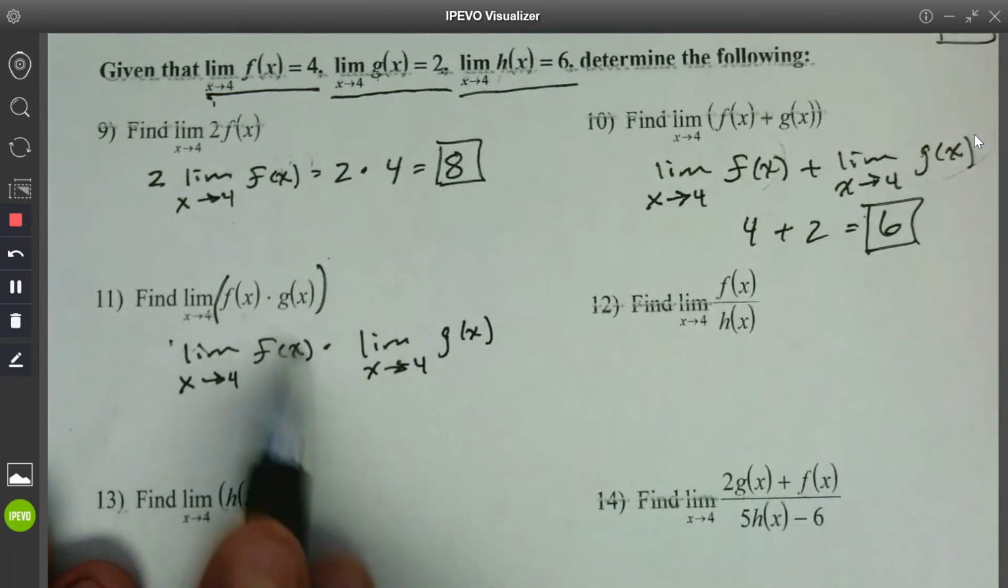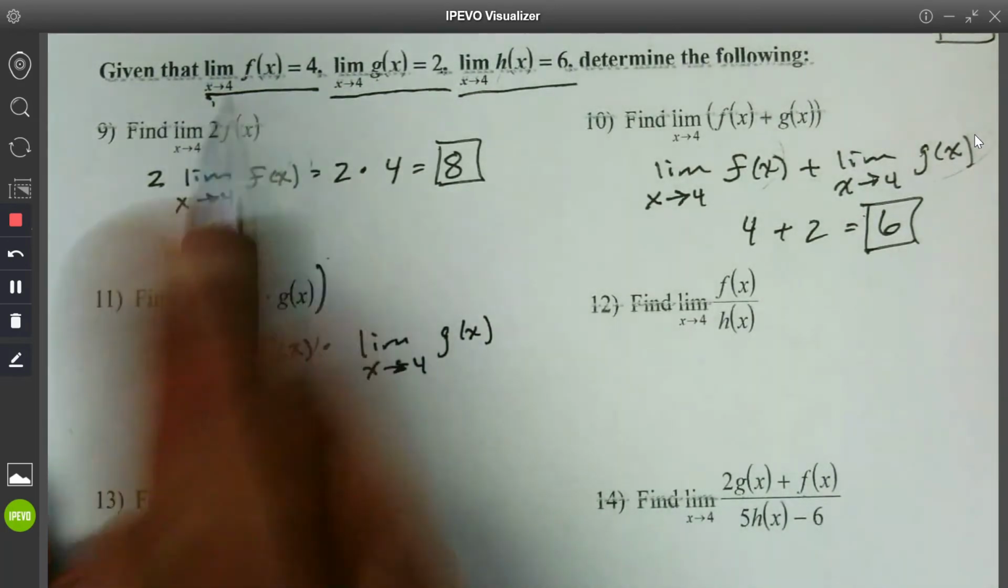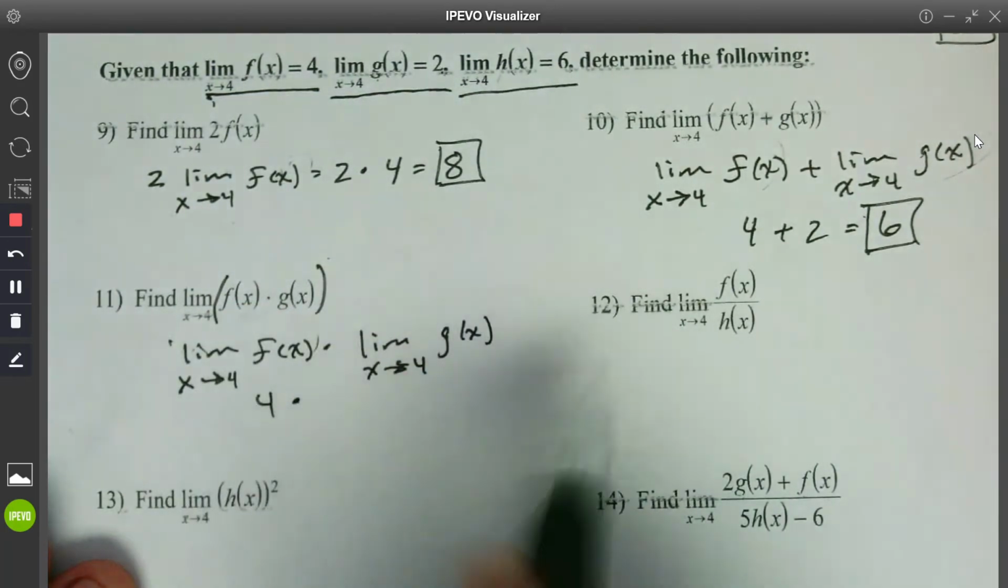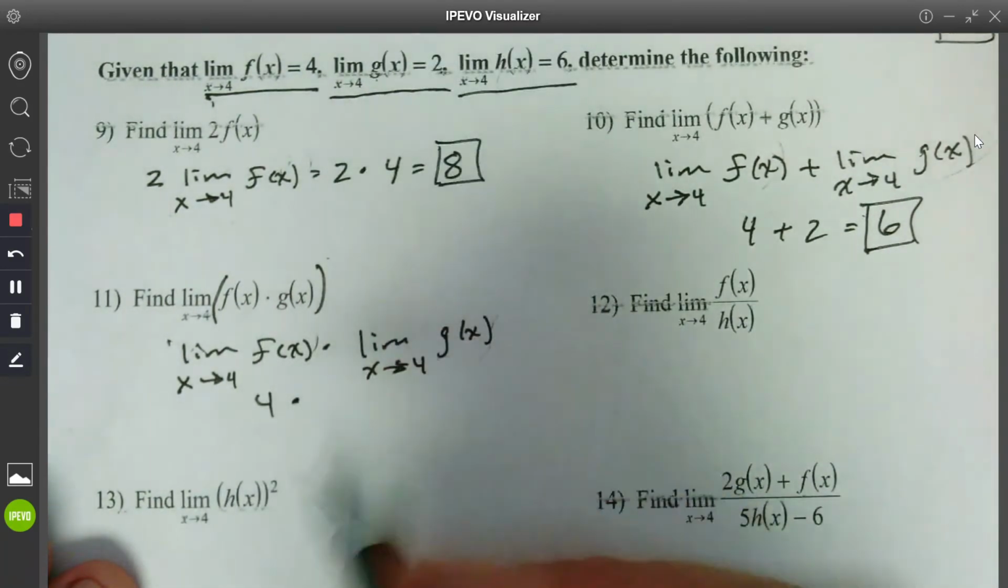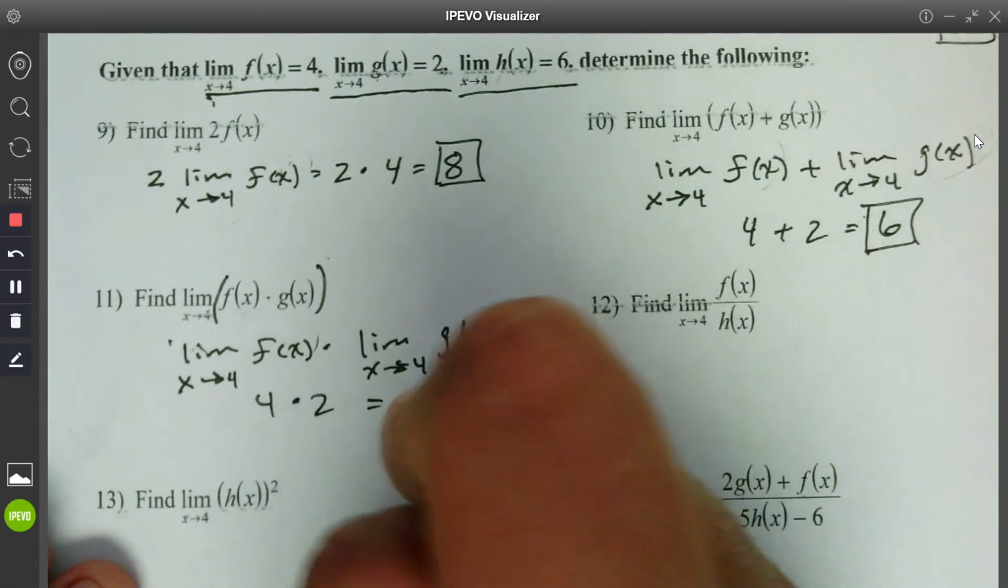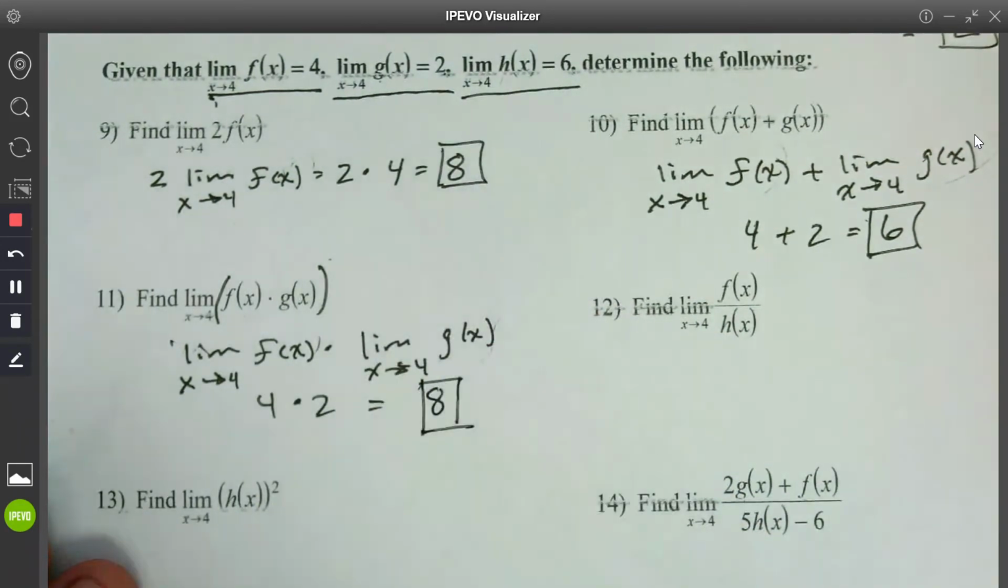Then we can evaluate them. We know what this one comes out to. That one comes out to 4. Bam. We know what this one comes out to. That one comes out to 2. 4 times 2 equals 8.